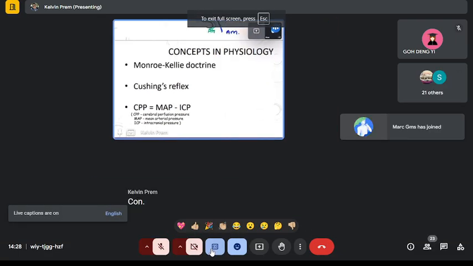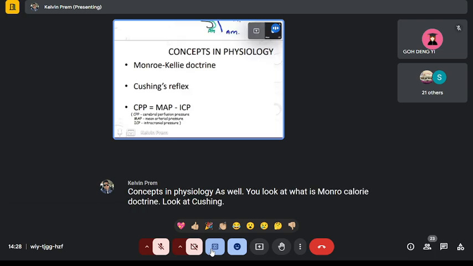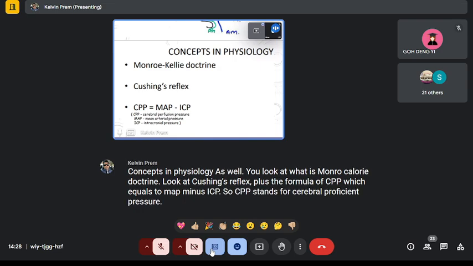So let's look at a few concepts in physiology as well. We'll look at what is Monro-Kelly doctrine, look at Cushing's reflex, plus the formula of CPP, which equals MAP minus ICP. So CPP stands for cerebral perfusion pressure, which actually equals mean arterial pressure minus the intracranial pressure.